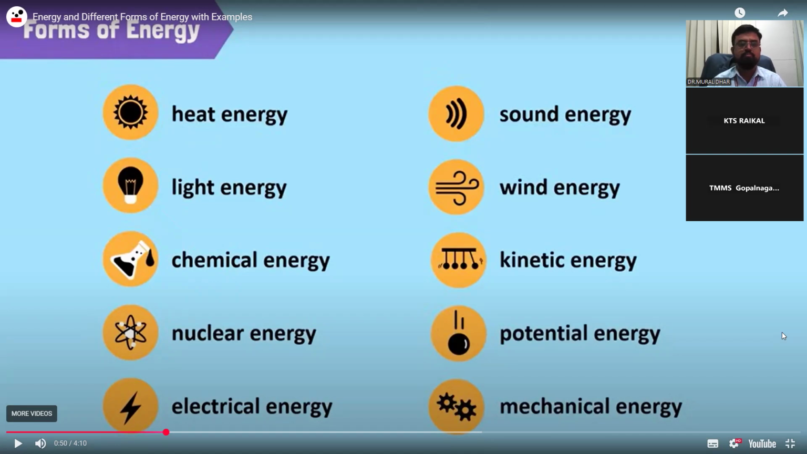Very important. Note down all the names. Types of energies or forms of energies. Various forms of energies. Energy is nothing but the capacity to do work. And various forms are here: heat, light, chemical, nuclear, electrical, sound, wind, kinetic, potential, and mechanical.